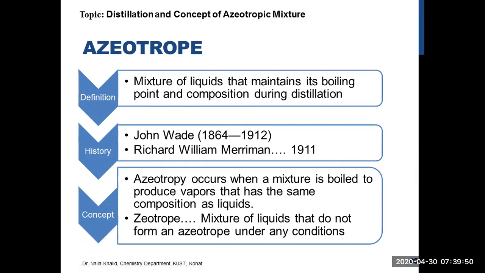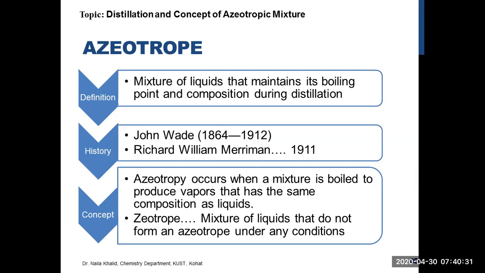So you cannot separate each component on the basis of their boiling points, because now the boiling point of the whole mixture is a single one. If you boil it, you can see that the vapors and the liquid both contain all the components. This concept was first developed by John Wade and Richard William Merriman. That is why this concept is known as azeotropy, based on a single boiling point and fixed composition.